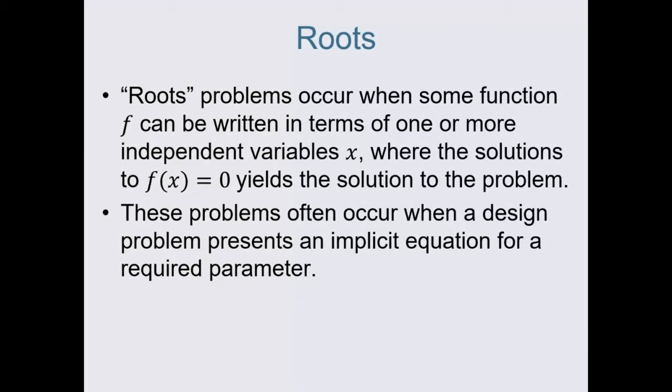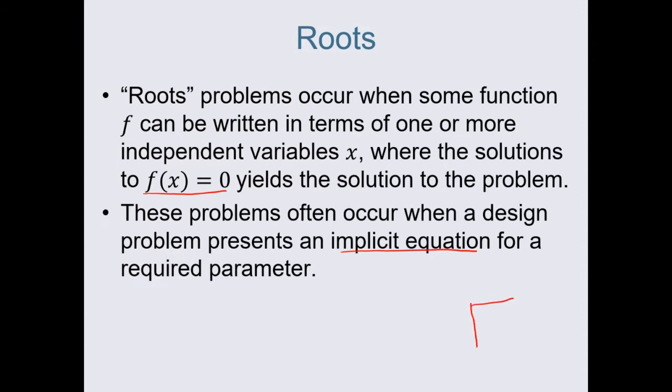Roots problems occur when some function f can be written in terms of one or more independent variables, where the solution to the problem yields the solution to the problem. These problems often occur when a design problem presents an implicit equation. Now, implicit, we said, is when you cannot separate it out on one side. Of course, if you have an explicit equation, that's a straightforward solution, then you don't need to do anything there.